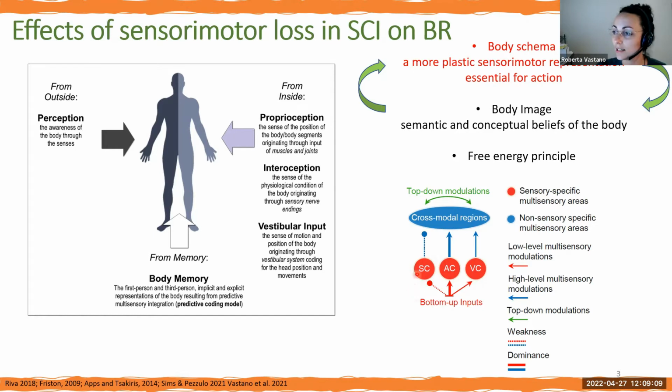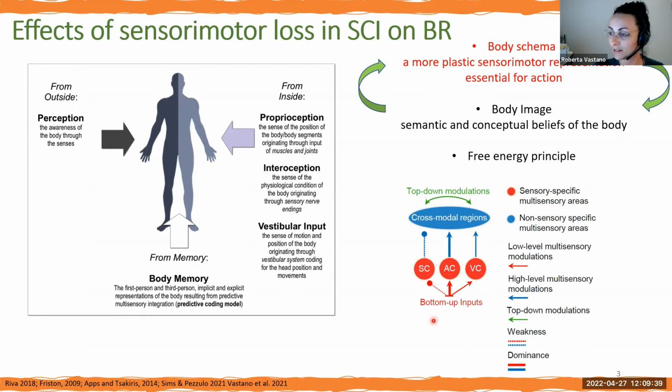So multisensory integration is the ability to integrate multiple sensory stimuli. We propose this model by which we believe that spinal cord injury presents some unisensory imbalance, and this can affect the way stimuli are integrated both at the sensory level in sensory-specific multisensory areas, but also in non-sensory-specific multisensory areas. This can generate an imbalance that can affect the body representation.